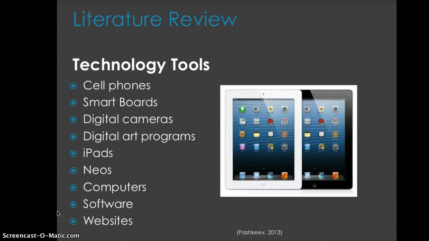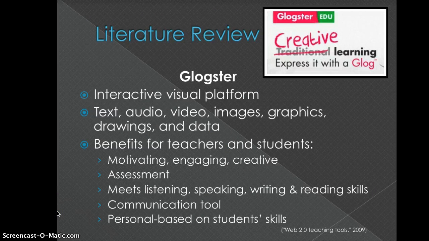As my literature review in my paper continued, I discussed different types of technology tools and what they can do for students and teachers in the classroom. These tools included cell phones, smartboards, digital cameras, digital art programs, iPads, Neos, computers, different software, and different websites. After the discussion of the different technology types, I finished my literature review with a description of the technology tool that was chosen for this project, Glogster.